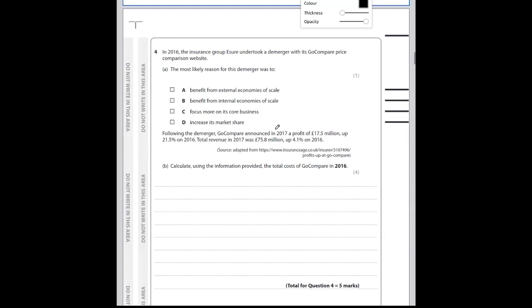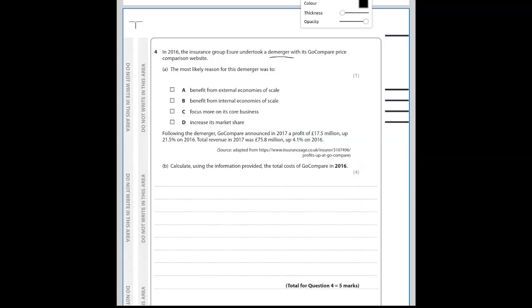Okay, 4 says, in 2016, the life insurance group eSure undertook a demerger with its GoCompare price comparison website. The most likely reason for this demerger was to A, benefit from external economies of scale, B, benefit from internal economies of scale, C, focus on its core business, or D, increase its market share. So a demerger is basically going to be splitting eSure from GoCompare.